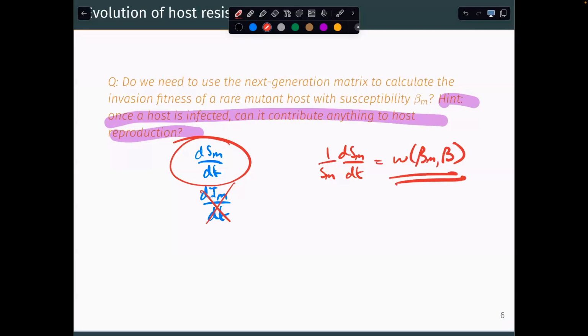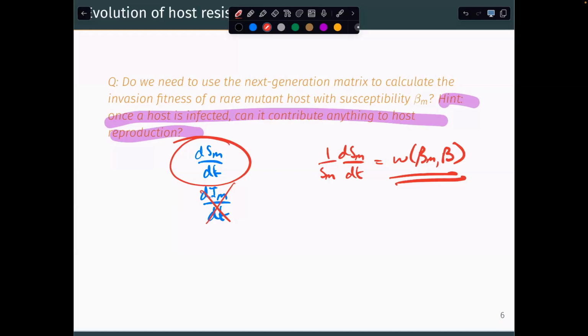Another way of thinking about this I class is that it's like a dead end. People get infected, they're never going to reproduce. Think of these as being zombies, if that helps. They're never contributing to host fitness. As soon as they're infected, that's it. There's no flow back. So we don't care about them essentially for calculating fitness.